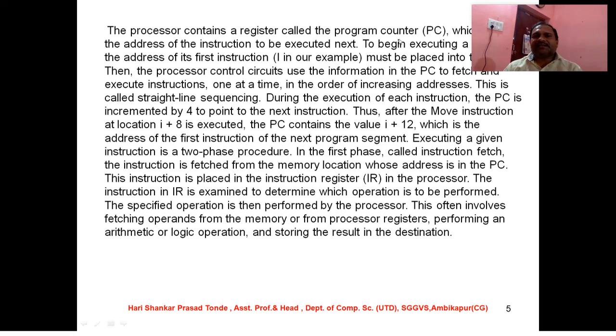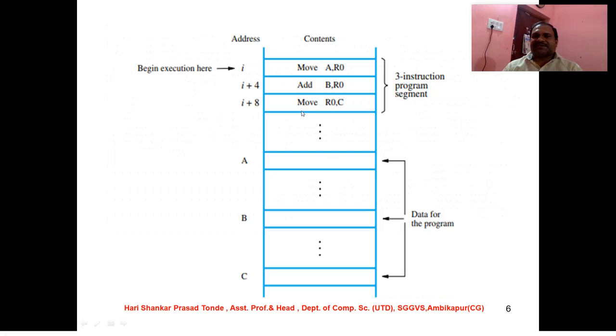The processor contains a register called the program counter, PC, which holds the address of the instruction to be executed next. To begin executing, the address of its first instruction must be placed into the program counter. Then the processor control circuit uses the information in the program counter to fetch and execute instructions one at a time in order of increasing addresses. So this is called straight line sequencing. In the next slide we are going to discuss the concepts regarding the straight line program.